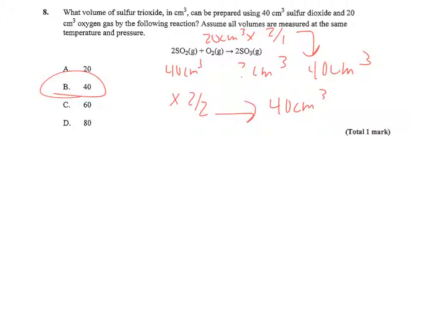And then another common mistake was people add the 20 and 40 together to get 60. No, you're not taking the pieces apart. You need 1 oxygen and 1 SO2 to make an SO3. So that's why the 20 centimeters cubed of oxygen can provide 40 centimeters cubed of SO3, but 40 centimeters cubed of SO2 will only yield 40 centimeters cubed of SO3.